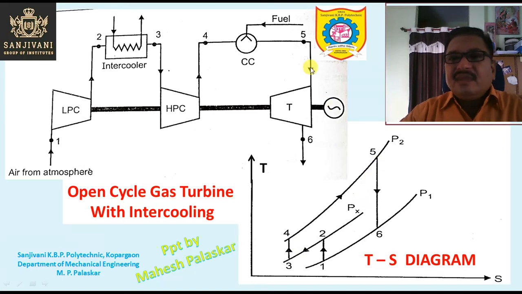Now at point 5, this air is having a lot of energy, heat energy and pressure energy. So that air is entering the turbine, it expands in the turbine, and it will give us the mechanical work. Useful mechanical work will be given due to the expansion in the turbine. Expansion process is 5-6. So 5-6 is expansion in the turbine, and that will give the mechanical work.